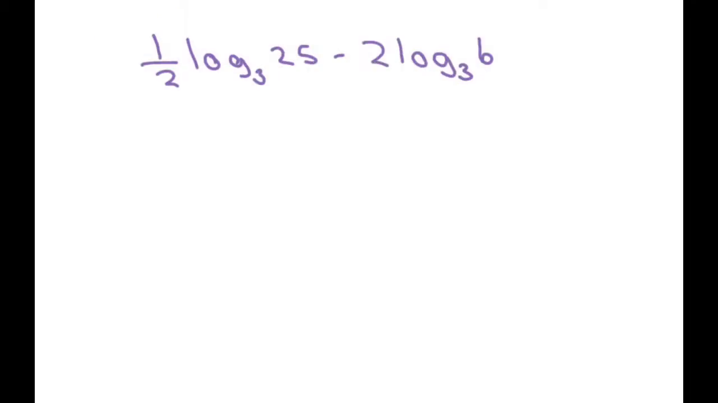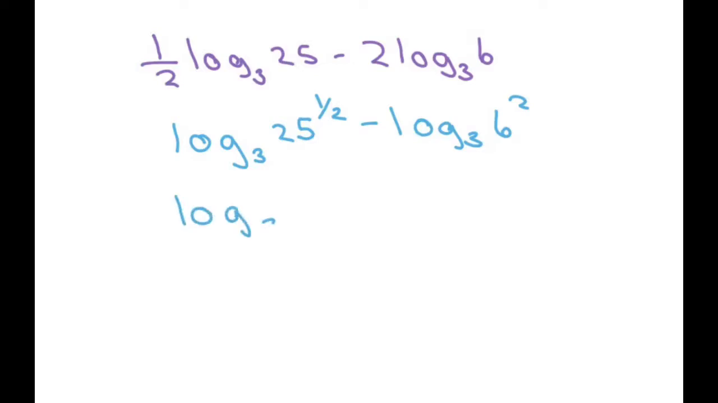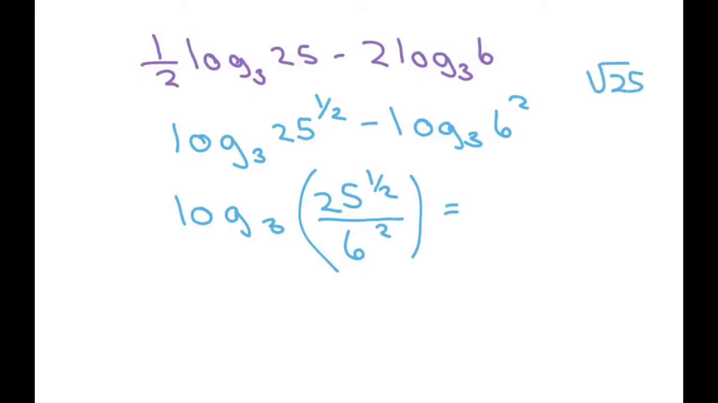Do the same thing for this one. Do the power property first. Now, we can go ahead and write it as a single log. Just write it like that. Now, 25 to the 1/2 is the same as square root of 25. So that's just going to be 5. So I'll go ahead and simplify that further. So this would be 5, and 6 squared is just 36.